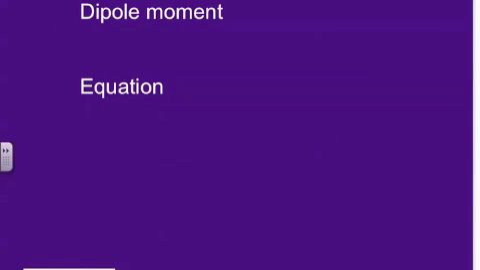We want to quantify that difference and show just how polar a molecule is with something called dipole moment. Dipole moment is represented by the variable mu. The equation for dipole moment is mu equals Qr. So mu being dipole moment, Q equals our charges.